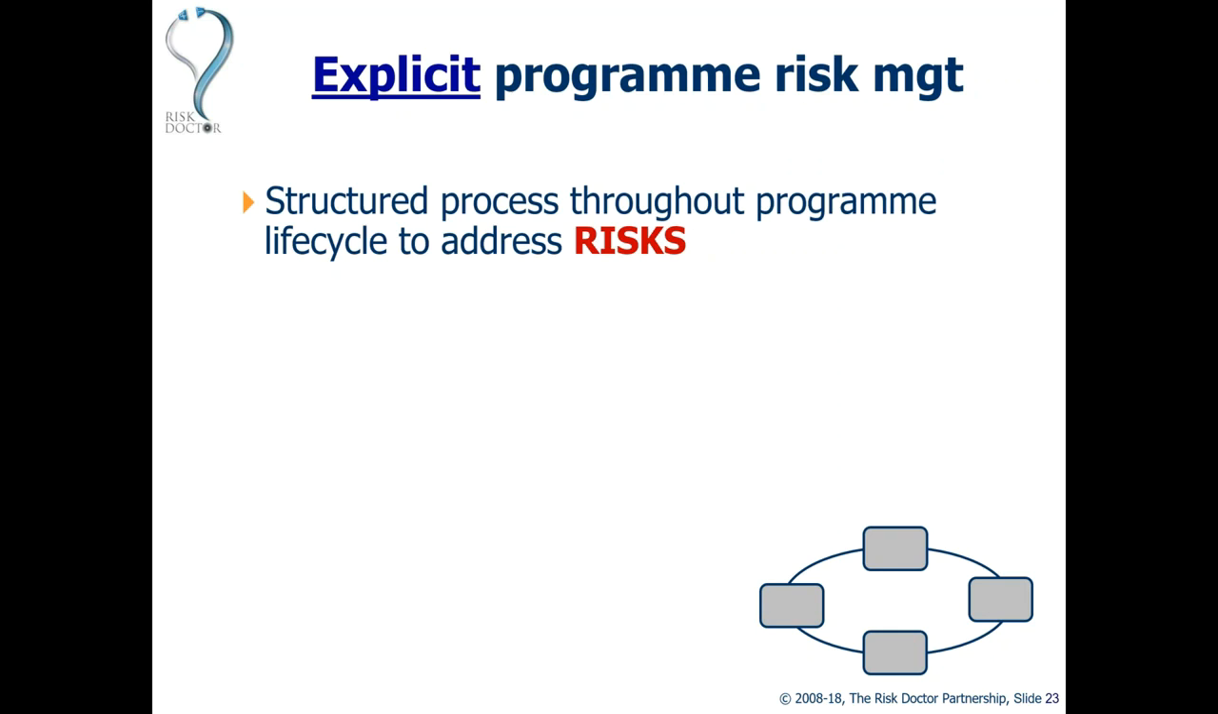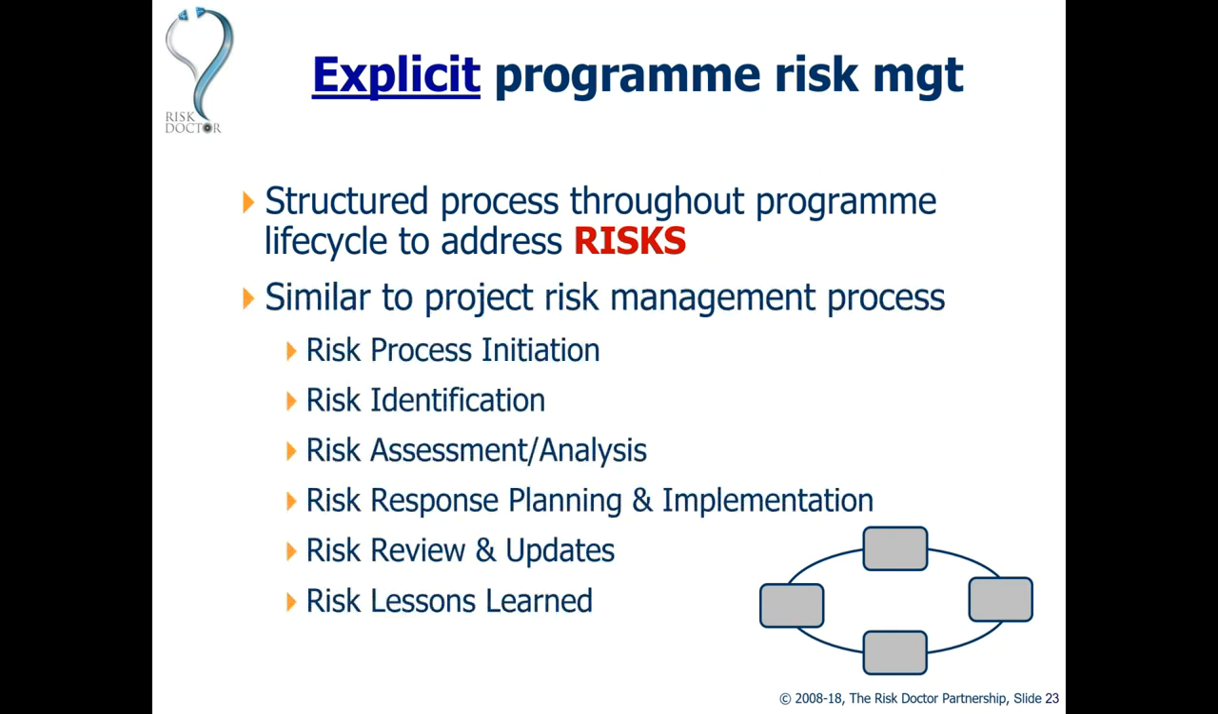And here we use a structured process very similar to the project risk management process, where we launch the process by being clear about our objectives and scope. We identify threats and opportunities. We pick out the big ones through risk assessment and analysis. We develop appropriate responses and implement them. And then we review our risk exposure and update our risk assessment to see if it's working. And we learn lessons related to risk, like what risks were arising, what responses were working, and so on.